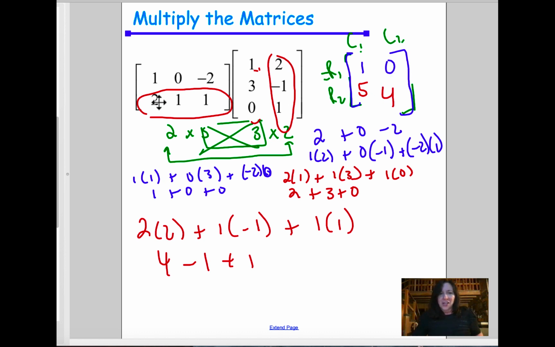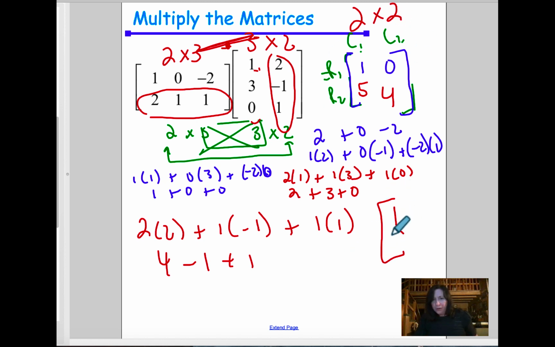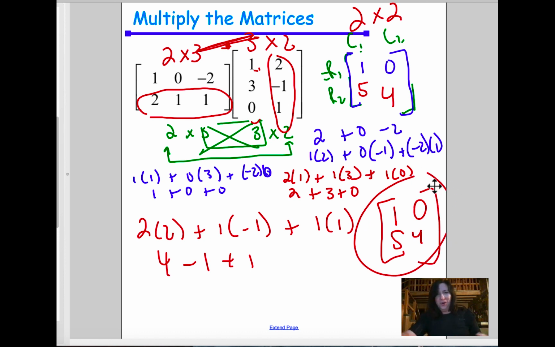So my 2 by 3 times a 3 by 2, remember these inner numbers have to be the same, yields me a 2 by 2, which is my answer. So my answer is 1, 5, 0, and 4. So I hope you like that. That's kind of cool, right?